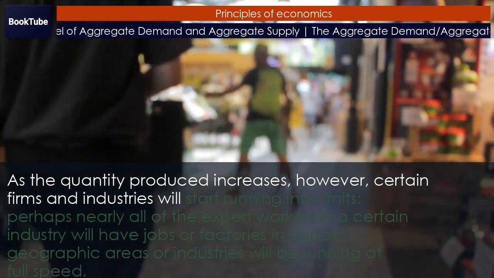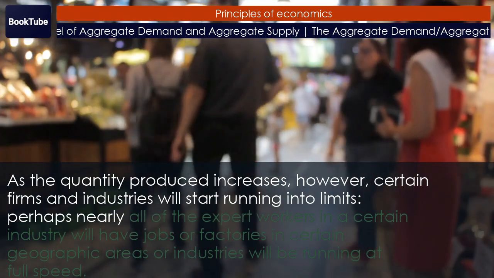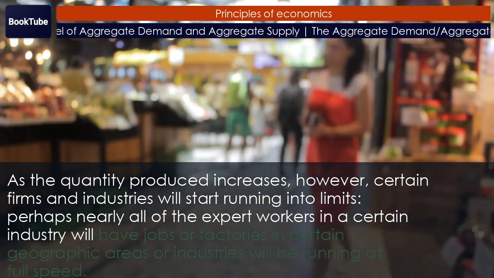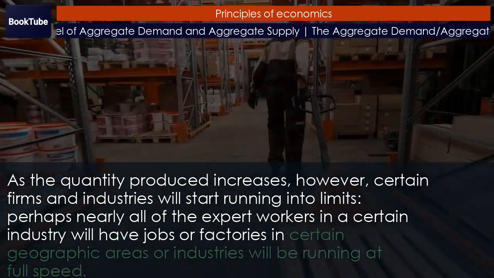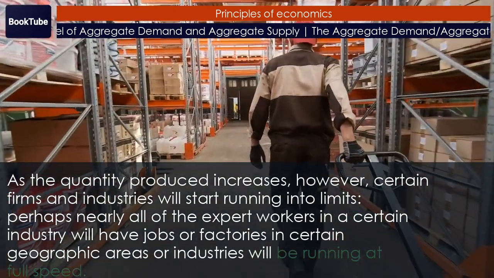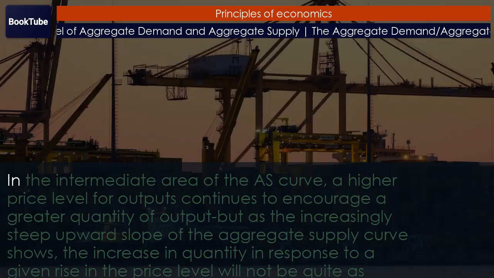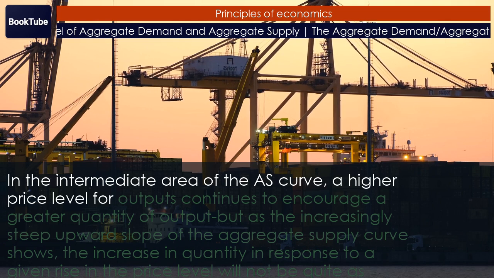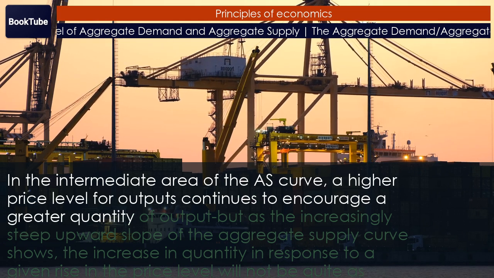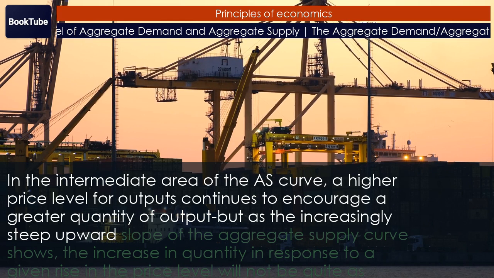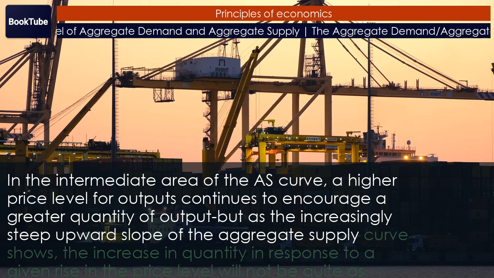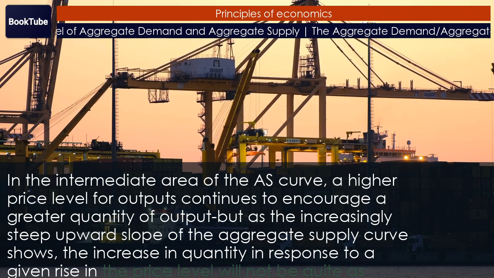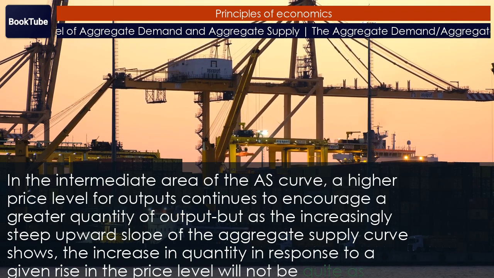However, certain firms and industries will start running into limits. Perhaps nearly all of the expert workers in a certain industry will have jobs, or factories in certain geographic areas, or industries will be running at full speed. In the intermediate area of the AS curve, a higher price level for outputs continues to encourage a greater quantity of output, but as the increasingly steep upward slope of the aggregate supply curve shows, the increase in quantity in response to a given rise in the price level will not be quite as large.